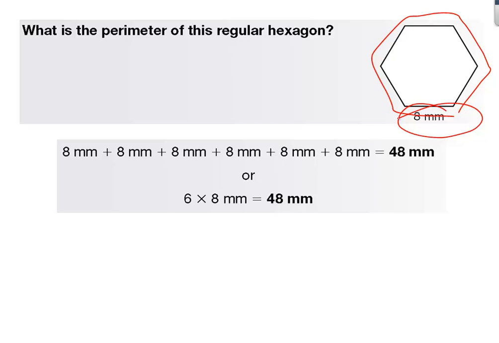You should have gotten 48. There's 6 sides, and 6 times 8 is 48. So the perimeter around this hexagon is 48 millimeters.